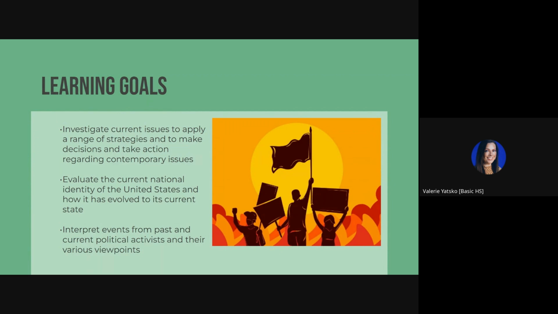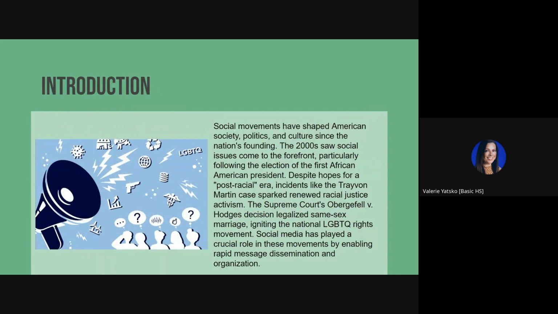First, we'll look at current issues and how we can make decisions and take action on them. Next, we'll evaluate how the national identity of the U.S. has evolved. And finally, we'll interpret events from past and current political activists. Sound good?